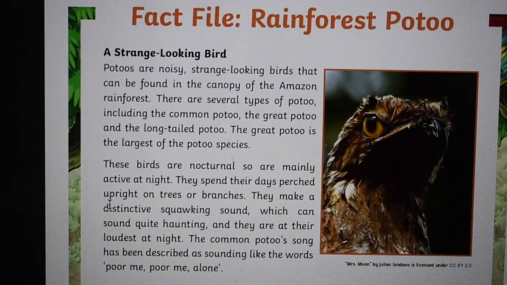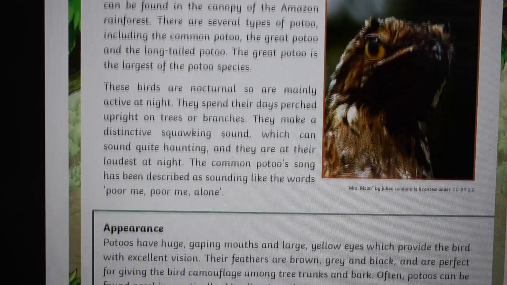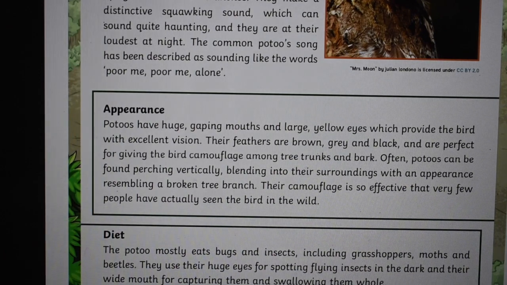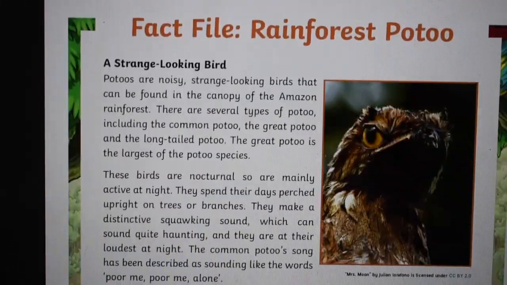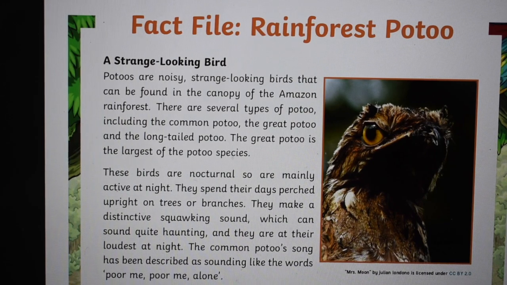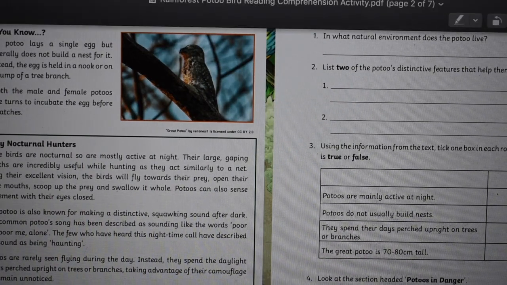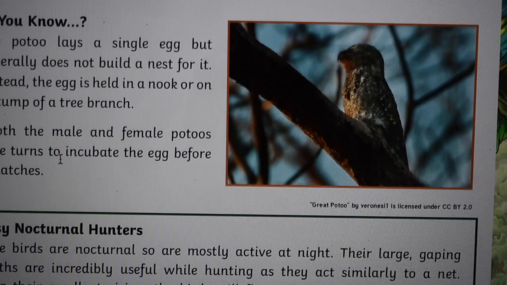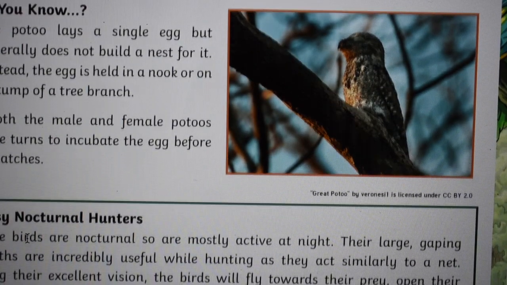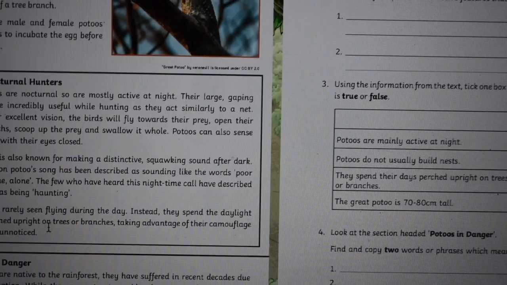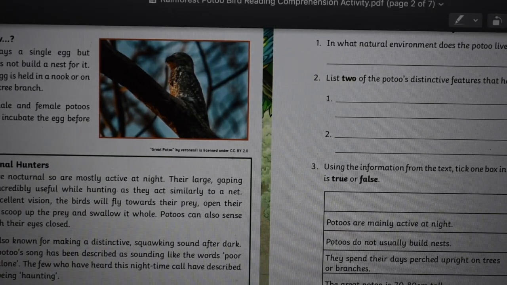doing. So this is, of course, our fact file of the rainforest PO2. Now we've got several subheadings here: a strange-looking bird, appearance, diet, habitat. And if we go over to the next page, if you bear with me, I had a few technical difficulties there. So we can see that our fact file goes over 2 pages, that we have some more subheadings here: did you know, noisy nocturnal hunters, and PO2s in danger. So it's quite an interesting text, and we'll have a look through some of that in a second.